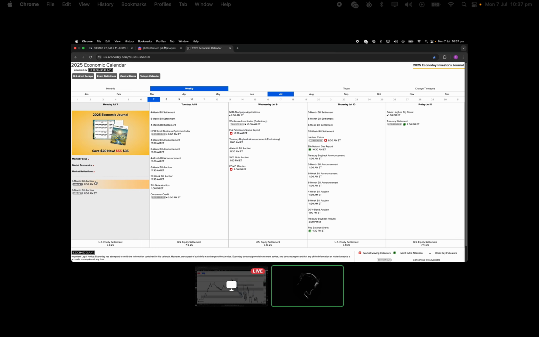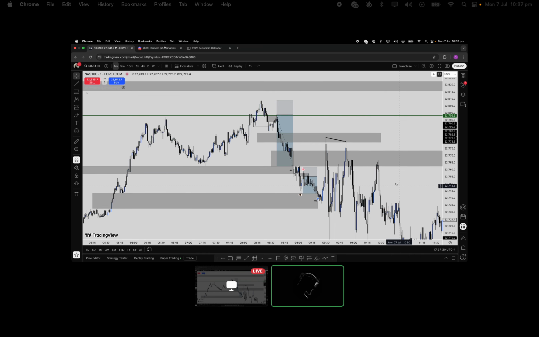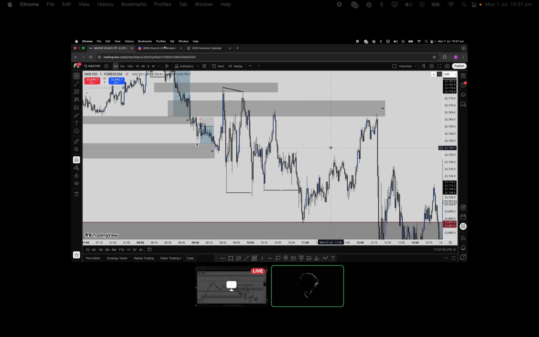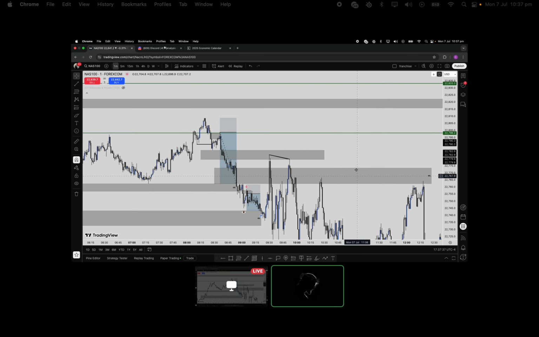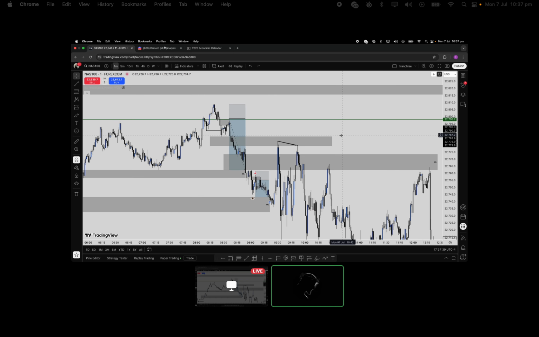Just keep in mind, at 11:30 we had some reports, but not really too relevant. As you can see, it barely affected the market. Why were we selling off today?